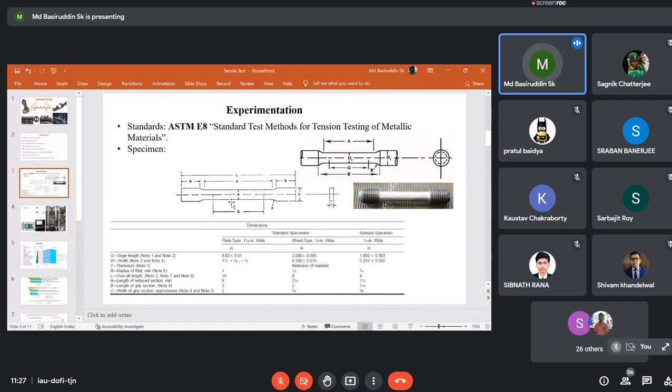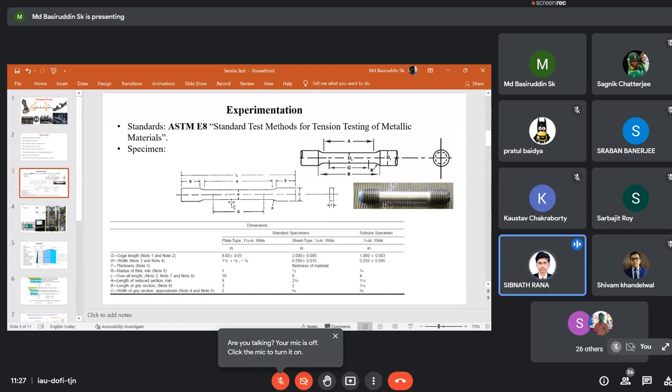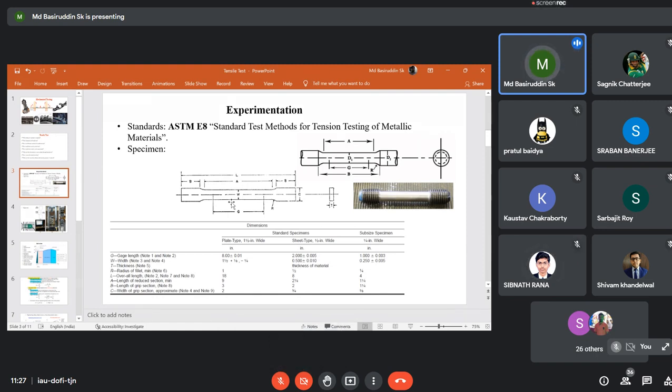Why do we need to go for that? I have said already. I have given the answer to this question already. So to maintain a proper length to cross-sectional, as you said. No, actually we are restricting the deformation. We try to restrict the deformation throughout the gauge length. Okay, but that is the reduced cross section.